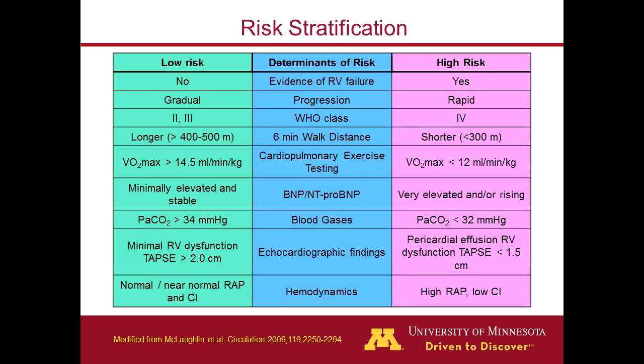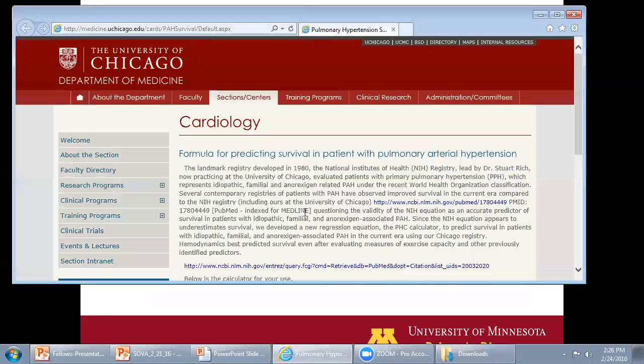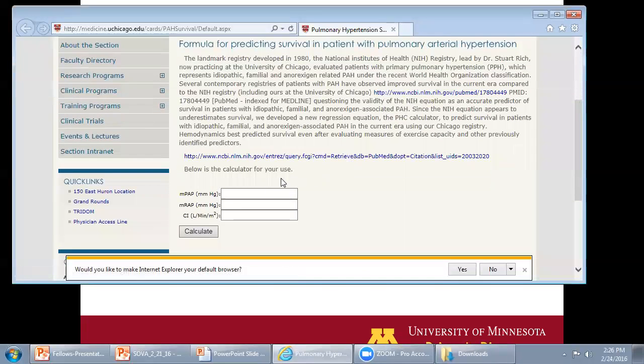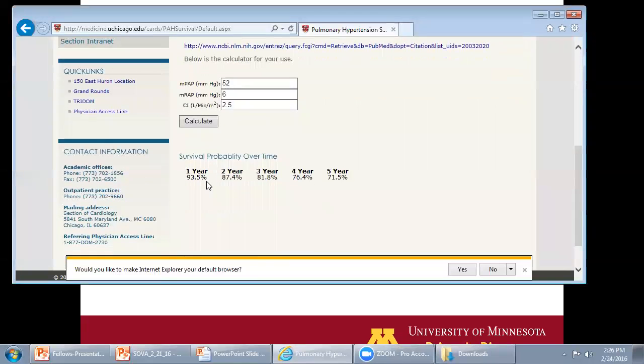In addition to the simple risk stratification, there are actually two calculators developed. I don't know whether this will go in. Oh, it does go in. This is a formula we developed when I was a fellow. This is a paper I published. So for example, yesterday a patient, I did a mean PA pressure of 52, a right atrial pressure of 6, the cardiac index was 2.5. This will give you survival. For 1 year survival is 93.5. For 2 year survival, so based on this, you can decide whether you're going to go IV or oral based on how poor the survival is.